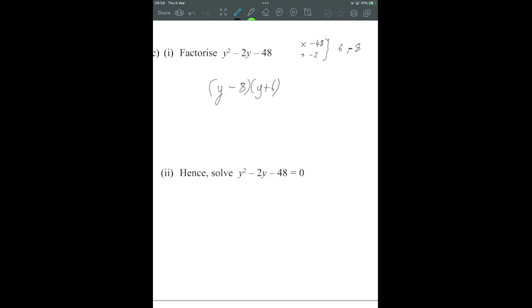Hence. Hence is probably my favourite word ever used in maths. Hence means use what you've just done. So whenever you see the word hence, you should immediately look back. How does the previous part of the question link to this part of the question? And the previous part was we've already factorized this. So hence solve, we need y equals, from the first bracket y equals 8, from the second bracket y equals negative 6.